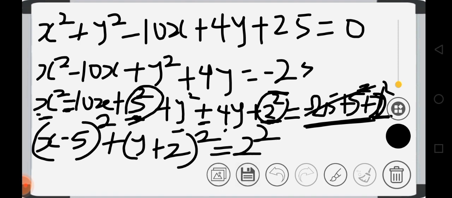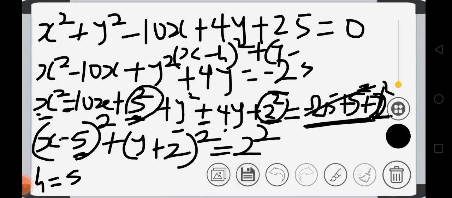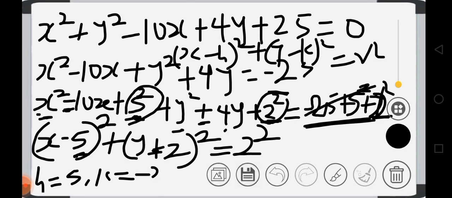So if you compare this one to the equation of a circle, you discover that this stuff here is h. So our h will be equal to 5, not minus. Remember, the equation of a circle is like this: (x minus h) squared plus (y minus k) squared is equal to r squared. So we cancel out the minus, so h is equal to 5. Look at it. This one is plus now. It means it's minus minus. That means k is equal to negative 2. k is equal to minus 2.